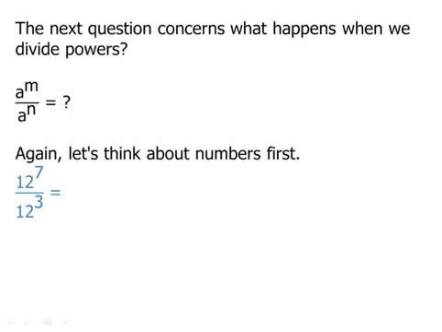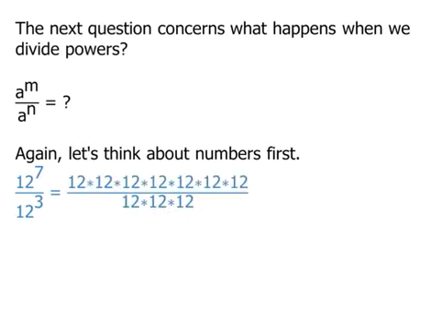Well, 12 to the 7th has to be 7 factors of 12 multiplied together. We have to have that in the numerator. In the denominator, we're going to have 3 factors of 12 multiplied together. So we're going to have something like this. Well, obviously, we're going to get some cancellation here. We're going to be able to cancel 1, 2, 3 factors of 12 in the numerator and denominator. So everything in red there, all that cancels. And of course, when you cancel, it just becomes 1. So it's 1 times everything else. And so we are just left with 4 factors of 12. And that's 12 to the 4th. So 12 to the 7th divided by 12 to the 3rd equals 12 to the 4th. Right there, that suggests the rule.